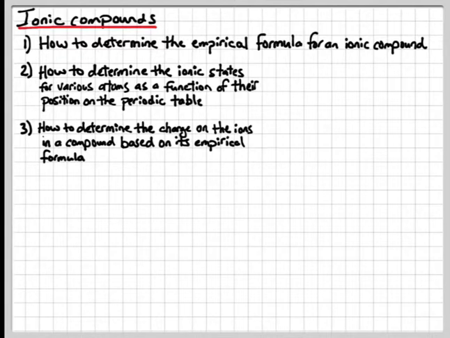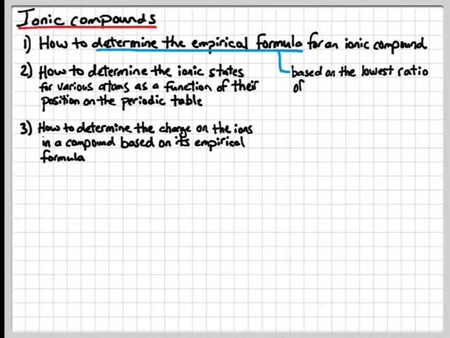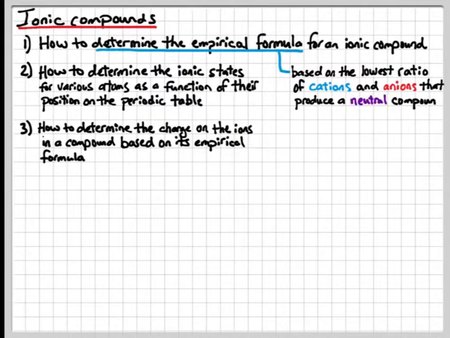So we're going to do those two things, and then in a subsequent video and in other practice, we'll be looking at how to determine the charge of the ions in a compound from their empirical formula. So basically the opposite direction of steps 1 and 2 that we're looking at. Now, the empirical formula, as we discussed in the previous video, is based on the lowest ratio of cations and anions that can produce a neutral compound. So we want charge neutrality when we put together these ions to make the ionic compound.